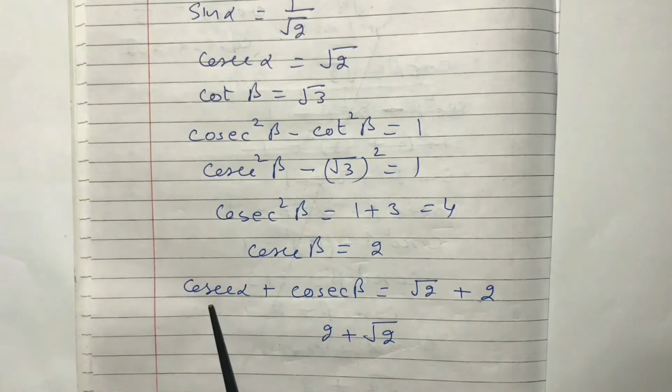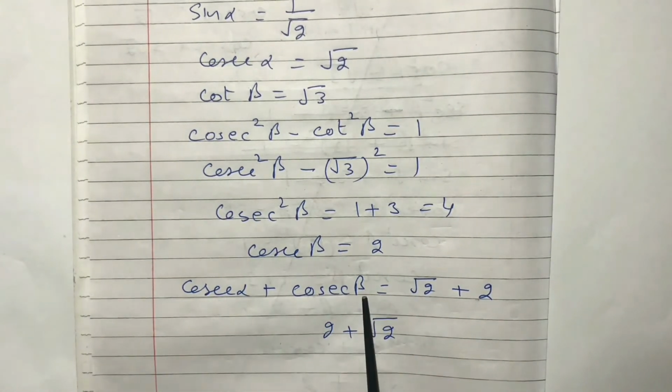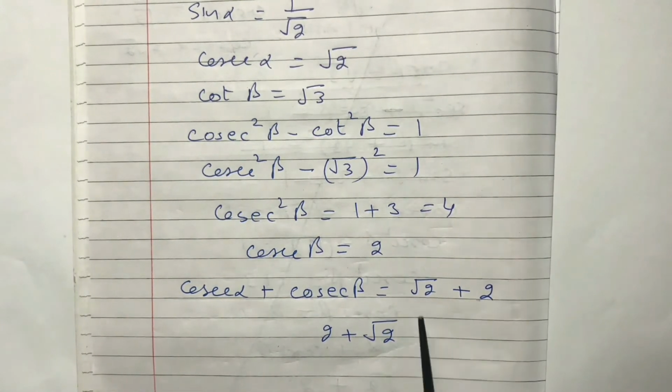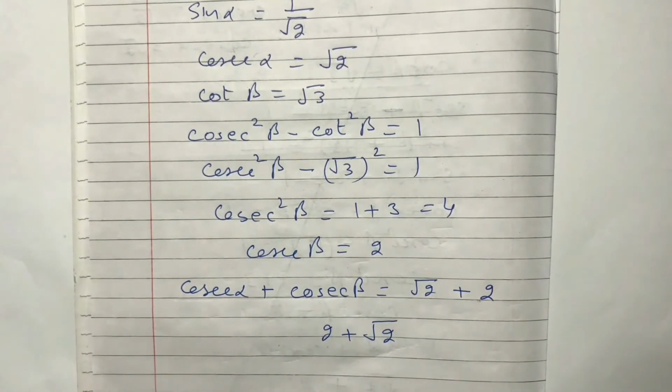So you have to find the value of cosec alpha plus cosec beta. Just substitute the values. That is root 2 plus 2. So this is the answer, 2 plus root 2.